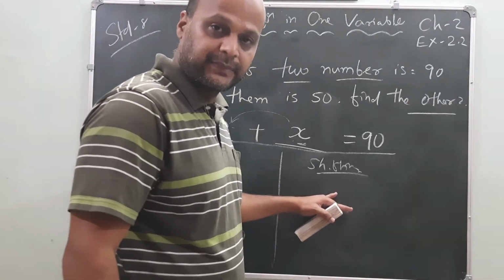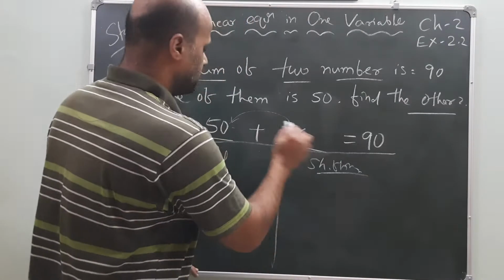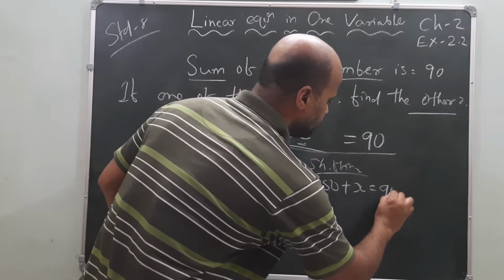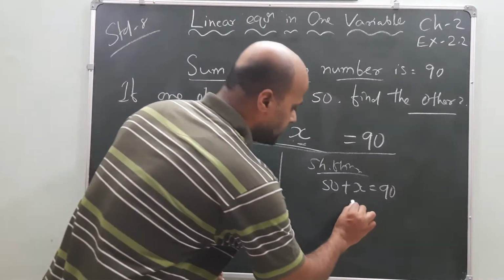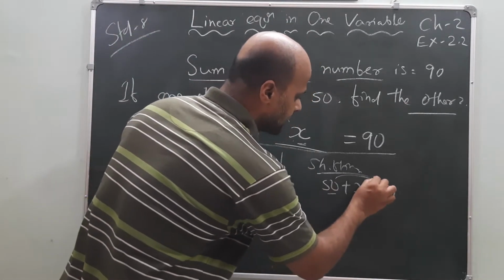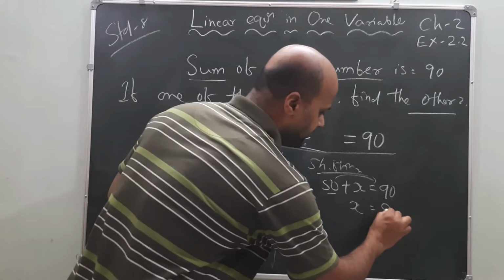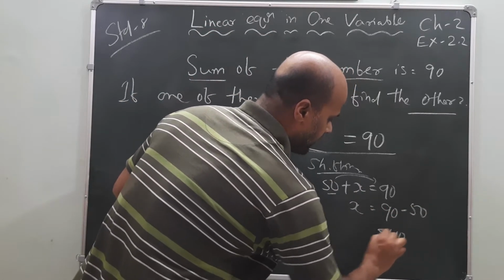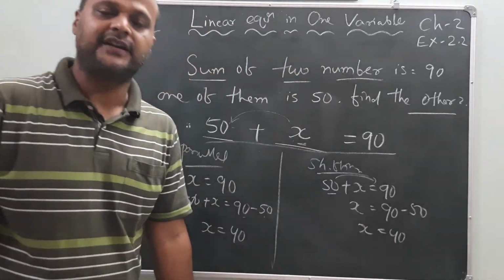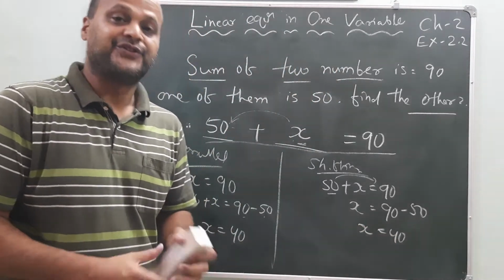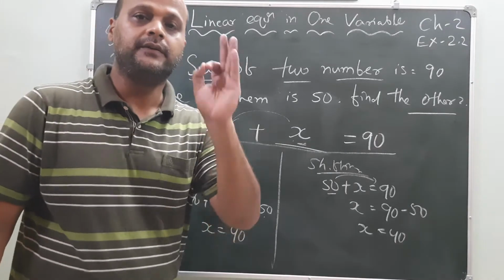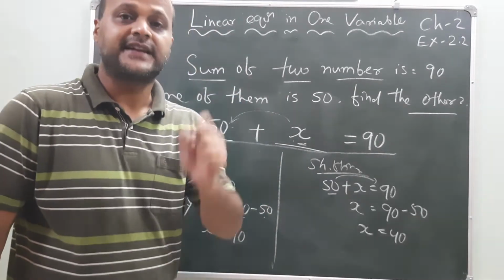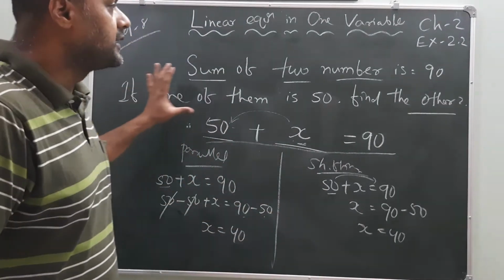Now in the shifting case, 50 plus x is equal to 90. What is the value of x? This number will go to the other side and plus becomes minus, so x is 40. Understood, my dear friends? See how easy it is. In this case, it is very important that you understand the statement in a very correct manner.